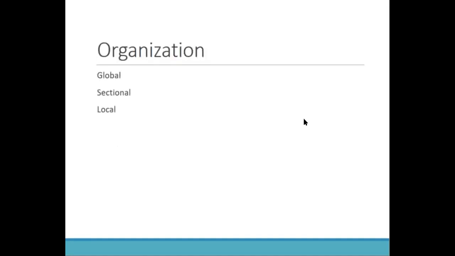Okay, so when we talk about organization, there's a couple of levels of organization that we need to think about. Global organization is the overall organization of your main points, just what order you're going to address things in. Sectional organization has to do with the organization of the section. So first the introduction, and then, are you going to cover topic A first or topic B first? And then local has to do with your organization of your paragraphs and your sentences.